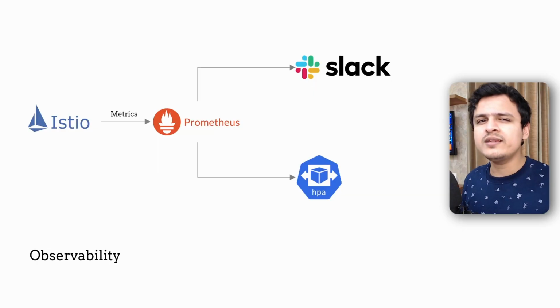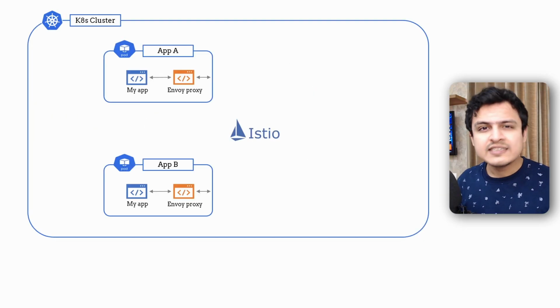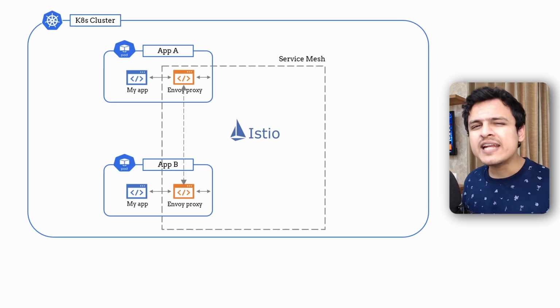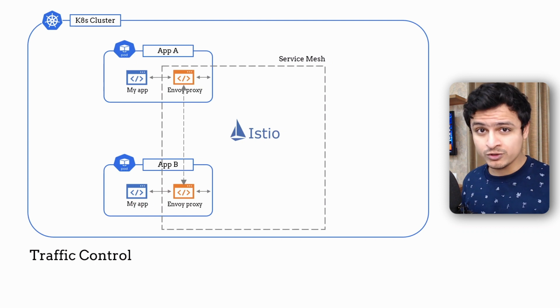Observability isn't the only thing a service mesh helps with. Since all the traffic is flowing through programmable network proxies, you can exercise a lot of control through them.